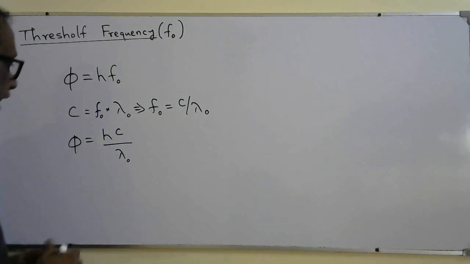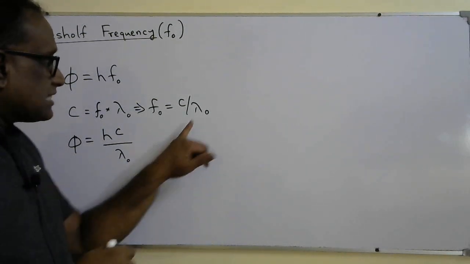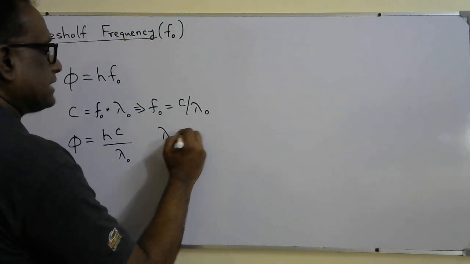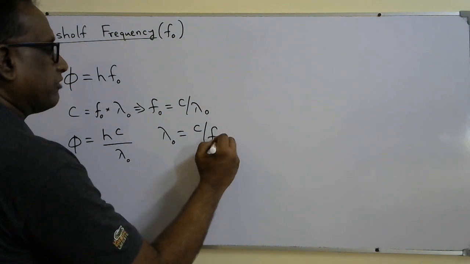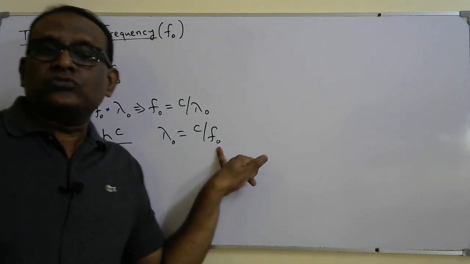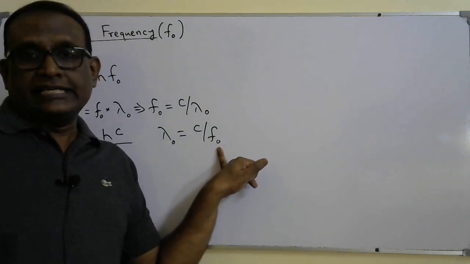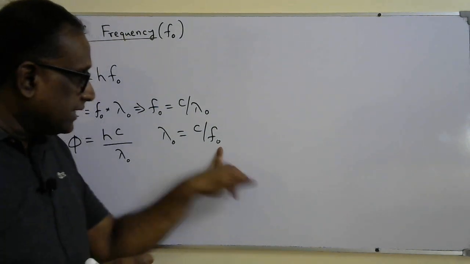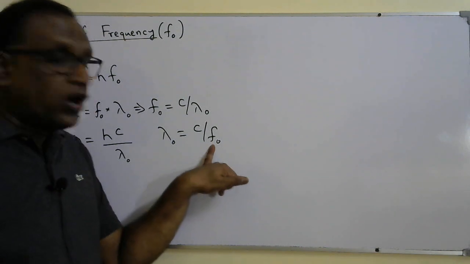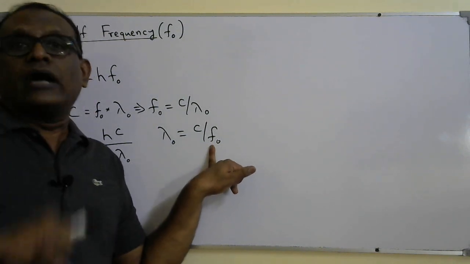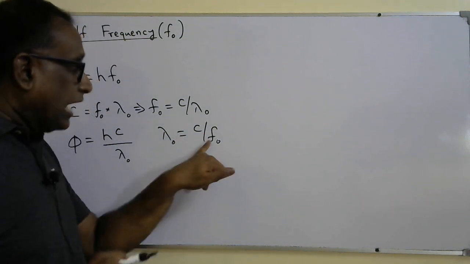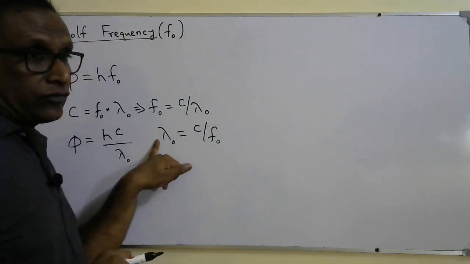So threshold wavelength is defined as maximum wavelength. If I make lambda naught the subject, lambda naught is equal to C over F naught. So we see the minimum frequency of electromagnetic radiation to remove an electron from the surface of a metal is the threshold frequency. C is constant. When F naught becomes the minimum required frequency, since it's in the denominator, F naught becomes minimum, lambda naught will become maximum.